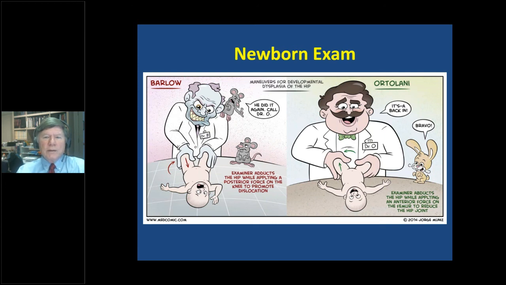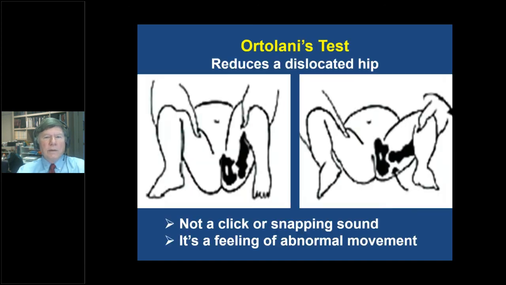You're familiar with the Barlow and the Ortolani test. The Barlow actually forces the hip partially or completely out of the socket, whereas the Ortolani is a reduction maneuver. The hip is out of the socket and the Ortolani puts it back in. As I said, the Ortolani test reduces a dislocated hip. It's not a click or a snapping sound. It's a feeling of abnormal movement, like a car going over a speed bump. There's generally not a sound associated with it, but there is a feel associated with it.